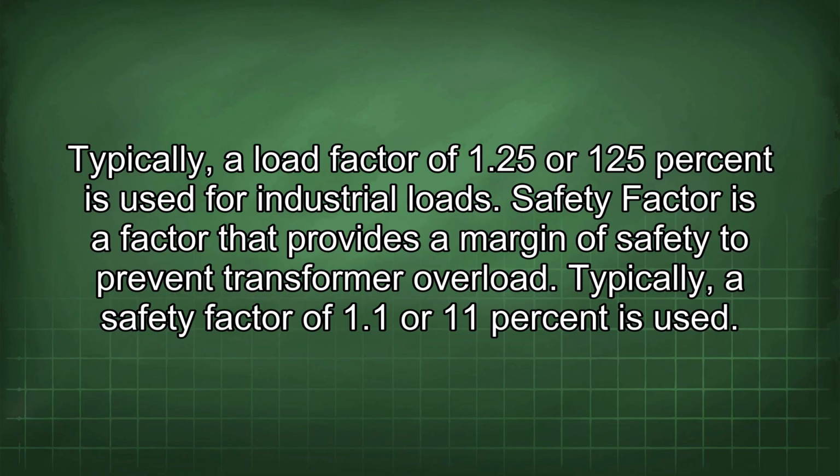Load factor is a factor that adjusts for the varying load over time. Typically, a load factor of 1.25 or 125% is used for industrial loads. Safety factor is a factor that provides a margin of safety to prevent transformer overload. Typically, a safety factor of 1.1 or 11% is used.